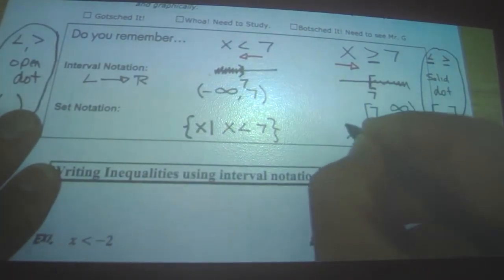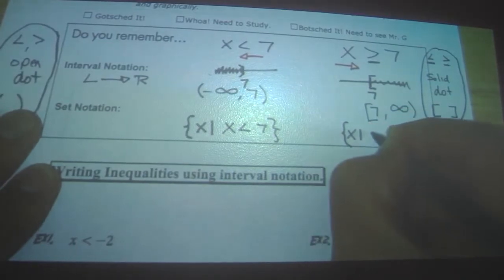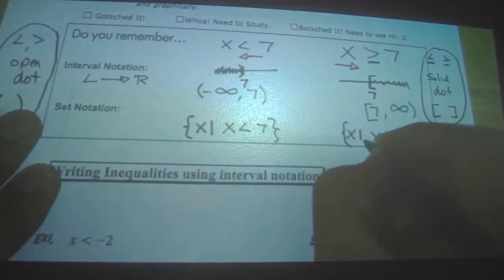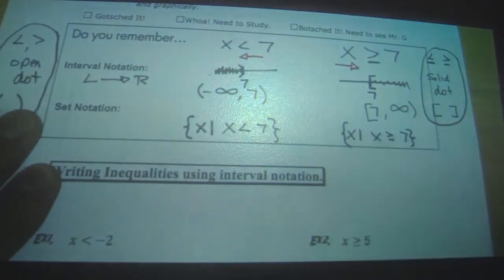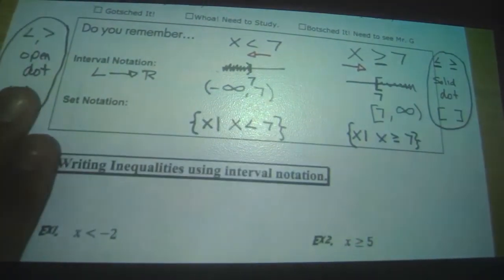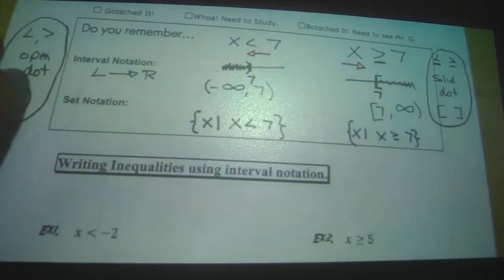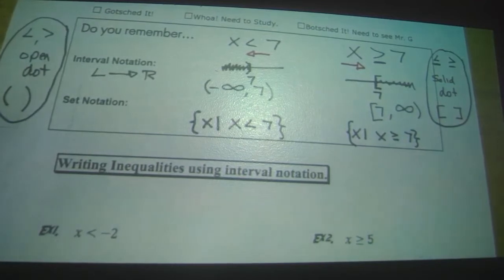So this one would be the set of all real numbers such that x is greater than or equal to 7. Now remember, real numbers, pretty much any number you can think of. Fractions, decimals, square roots, irrational numbers like pi, anything.